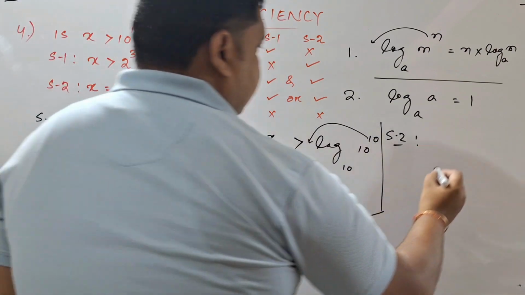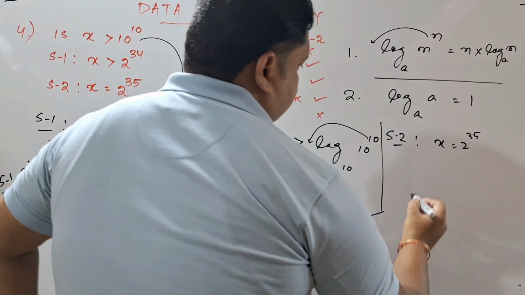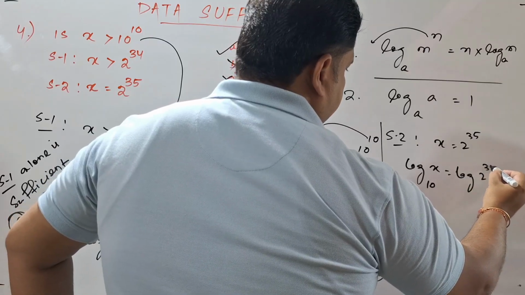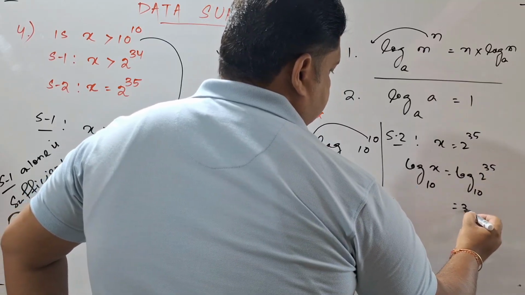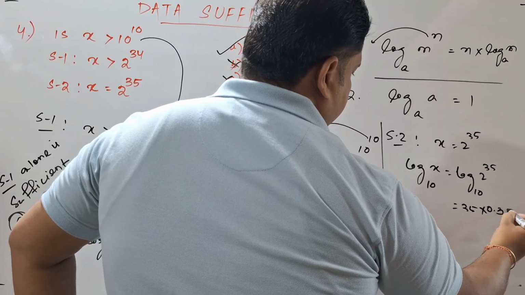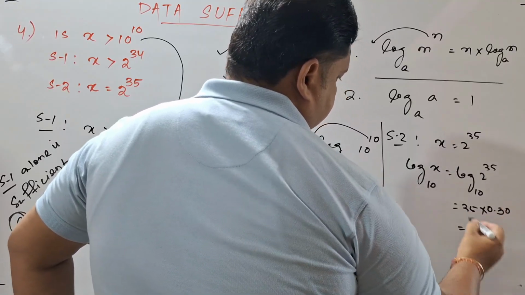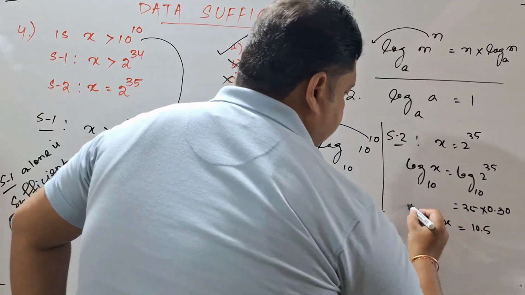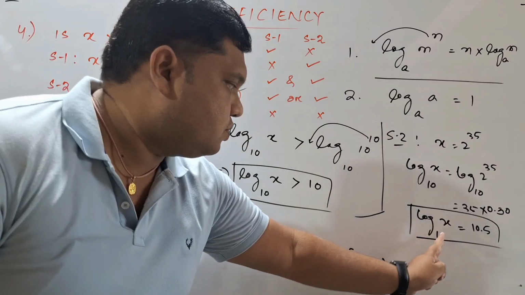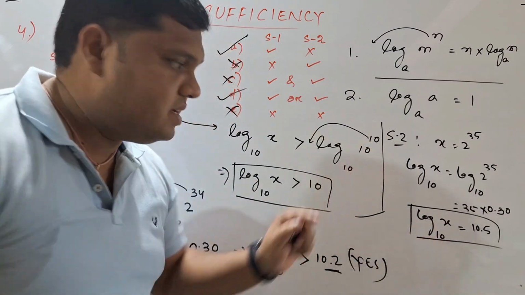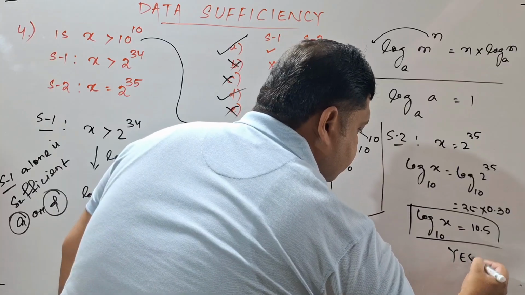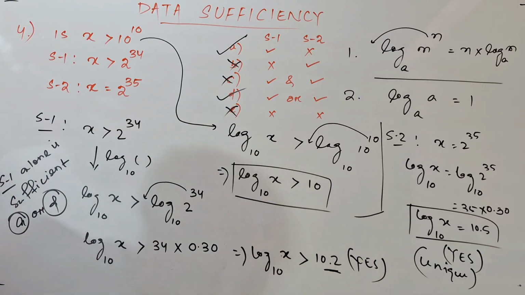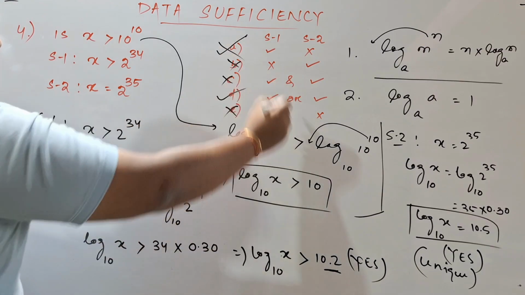In statement 2 it is given x is equal to how much? 2 to the power 35. If I take log both sides, this is log 2 to the power 35 to the base 10. So here 35 into 0.30 is 10.5. Here I will get log x to the base 10 is 10.5. Is log x to the base 10 greater than 10? You said yes, because here I will get 10.5. Here also yes. Yes means unique. Unique means statement 2 alone is sufficient. So which option is correct? Option D is correct. Option A is wrong.